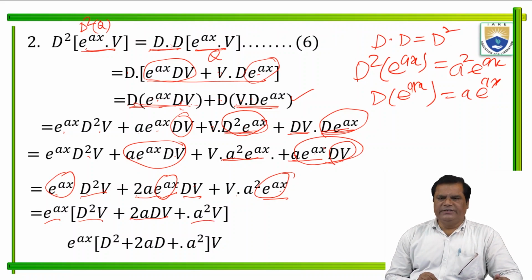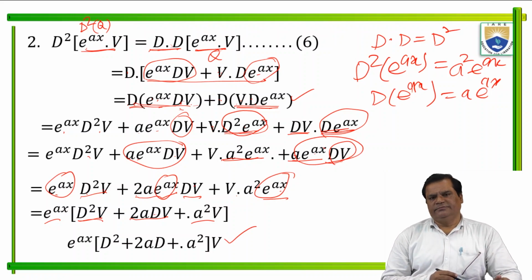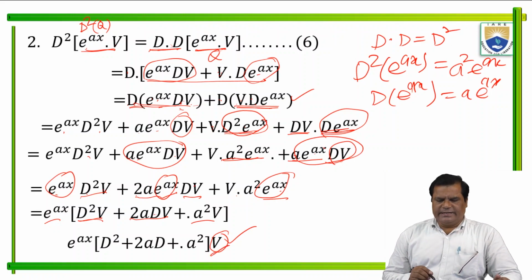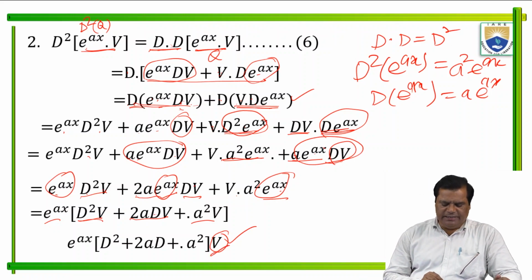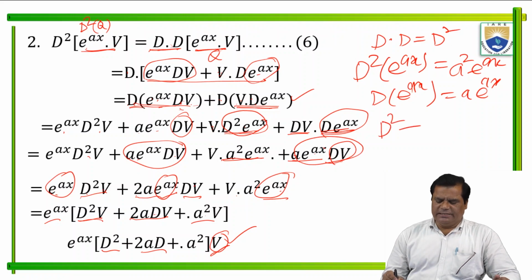Now here v is differentiated with respect to x, this term one time and this term two times. So D operating on v. So v is taken on the right hand side common, never on the left side. If you take v on the left side, then your answer is wrong. So here v is taken common on the right hand side. So we get D square plus 2aD plus a square.